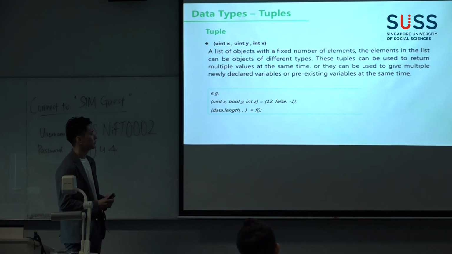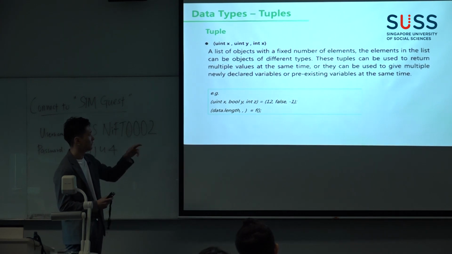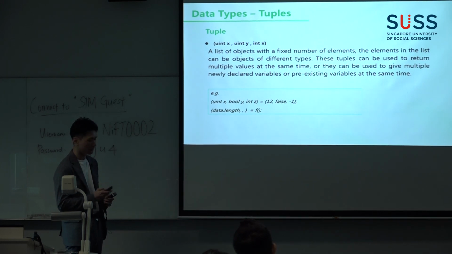Or, to make the code more concise, we can assign values to different variables at the same time. For example, in the first line, we give uint x the value of 12, the Boolean y the value of false, and the integer z the number of -1.